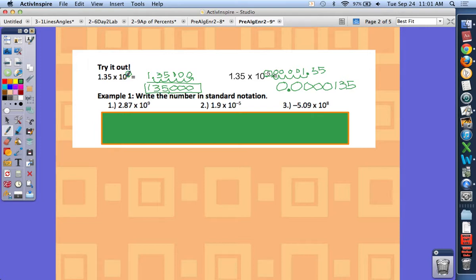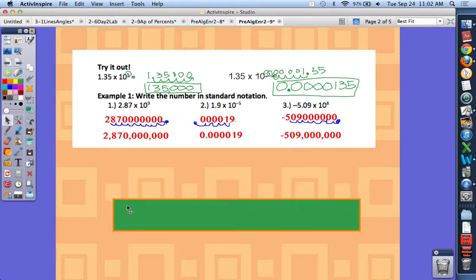Remember that if it's a negative exponent, it should be a really small number at the end. And if it's a positive exponent, you should have a really large number at the end. So try 1, 2, and 3, then press play. Okay, now that you've tried 1, 2, and 3, let's check out your work here. You should have these numbers up here on the board.